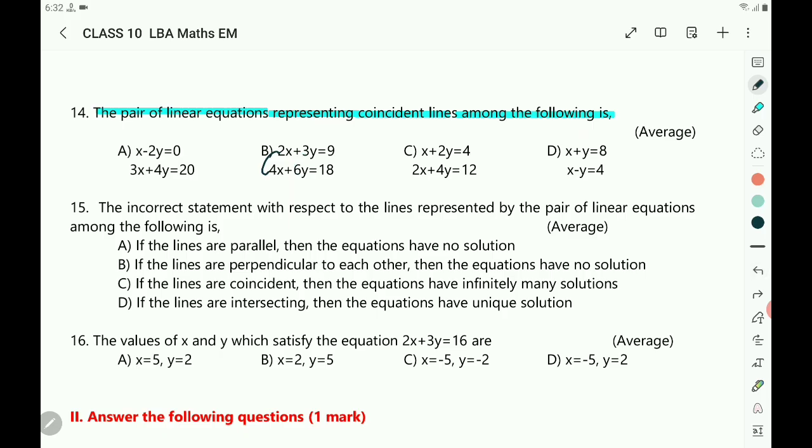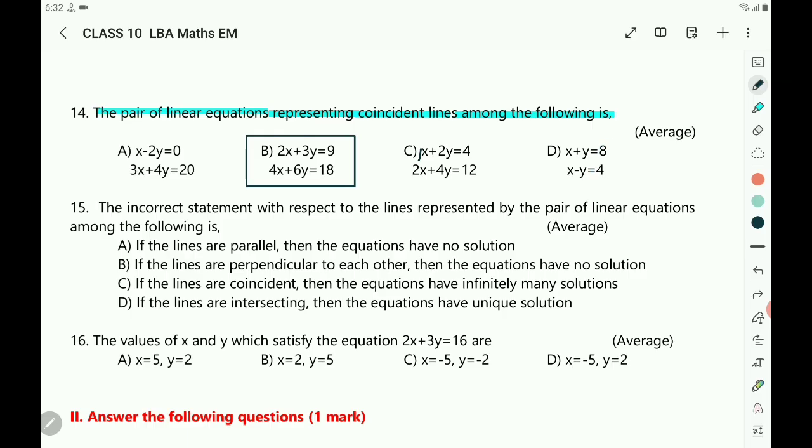a1 by a2 equals b1 by b2 equals c1 by c2. Here 2 by 4, 1 by 2. 3 by 6, 1 by 2. 9 by 18 also 1 by 2. So you can have this relation. You can observe here, this is 1 by 2. 2 by 4 is also 1 by 2. But 4 by 12 is 1 by 3. Here 1 by 1, 1 by minus 1, 8 by 4. You will not get the same relation.